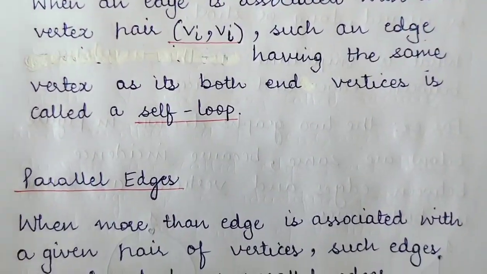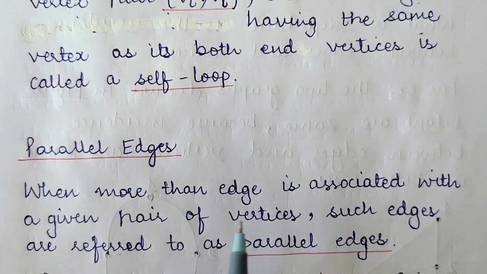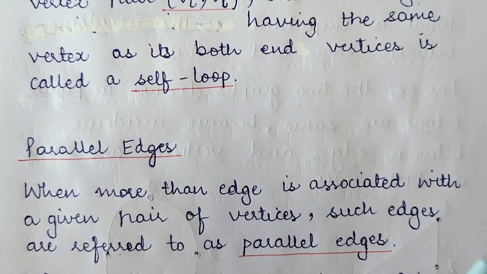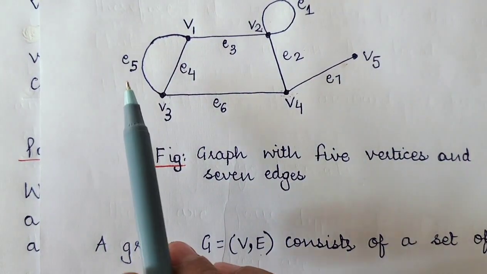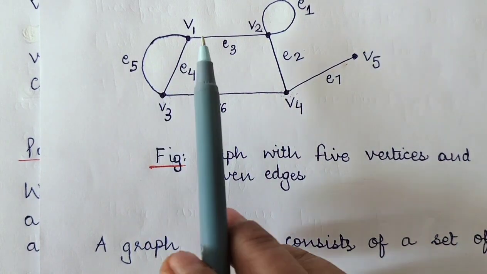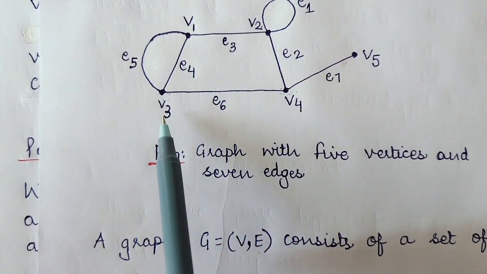Then parallel edges. When more than one edge is associated with a given pair of vertices, such edges are referred to as parallel edges. With two end vertices, usually just a single edge is associated. But in those cases when more than one edge is associated with a pair of vertices, such edges are called parallel edges. For example, in this figure, edges E4 and E5 are parallel edges because both these edges are associated with the same pair of vertices V1 and V3.